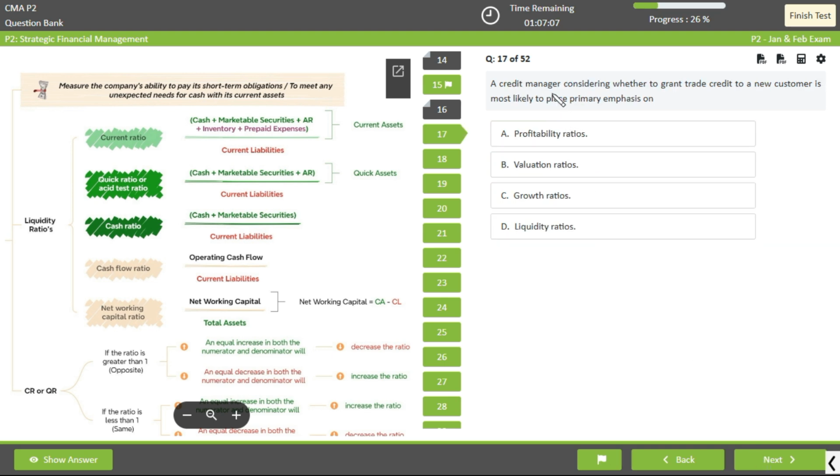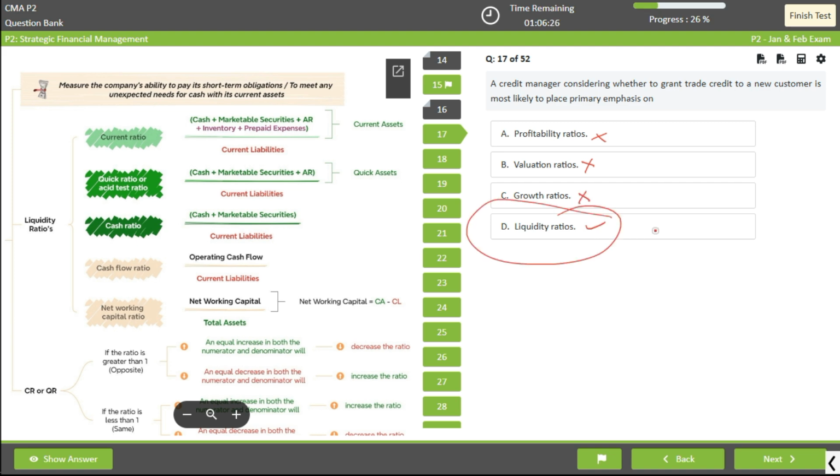Next, a credit manager is considering whether to grant trade credit to a new customer, and is most likely to place primary emphasis on what? You are deciding whether to grant short-term credit. So when you want to grant short-term credit, you are going to focus on liquidity ratios, because liquidity ratios measure the ability of a company to pay its short-term obligations. It is not profitability ratios, valuation ratios, or growth ratios; it's liquidity ratios, which is the correct option.